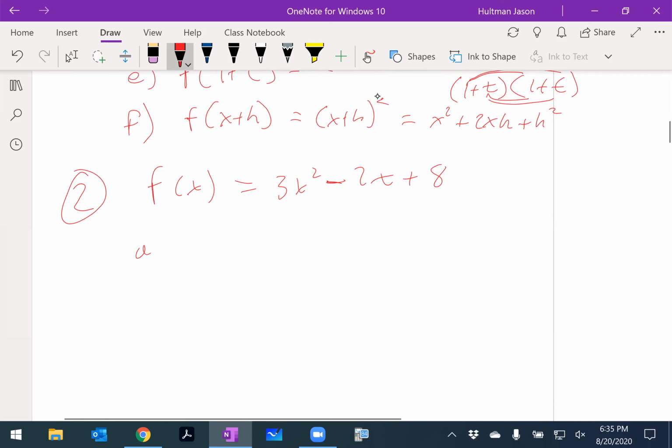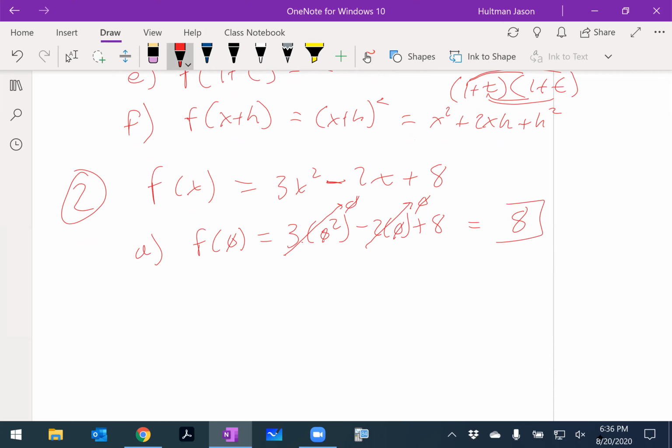Okay, A. f of 0 is equal to 3 times 0 squared minus 2 times 0 plus 8. Everything goes to 0, and so we're just left with 8, right? So it just equals 8.